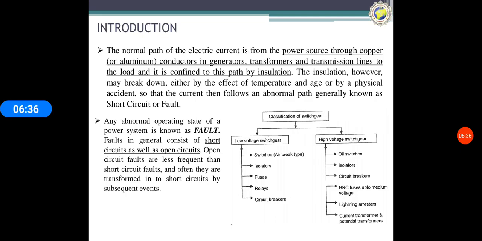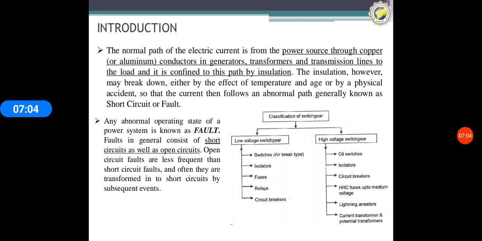So basically we know about switchgear. What are the parts of switchgear, and what is the classification of switchgear? There are basically two types of switchgear: low voltage switchgear and high voltage switchgear. What are the components of low voltage switchgear? The first one is switches, the different types of switches used in power system equipment.